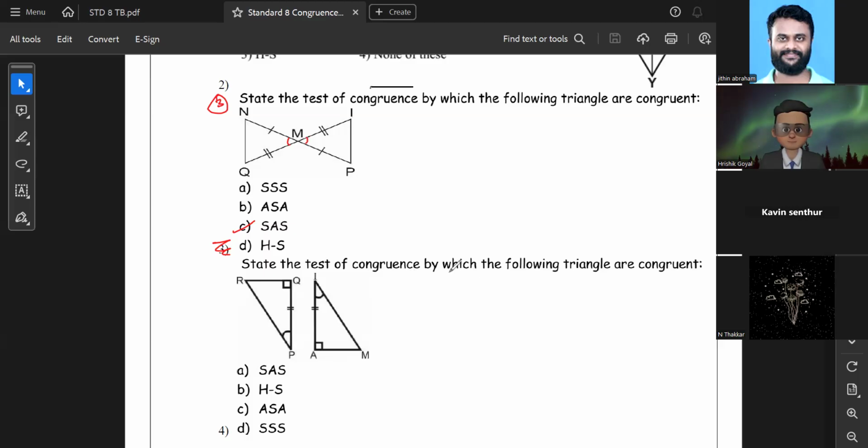Next one. State the test of congruence by which the following triangles are congruent. ASA. Very good. Again, option C.